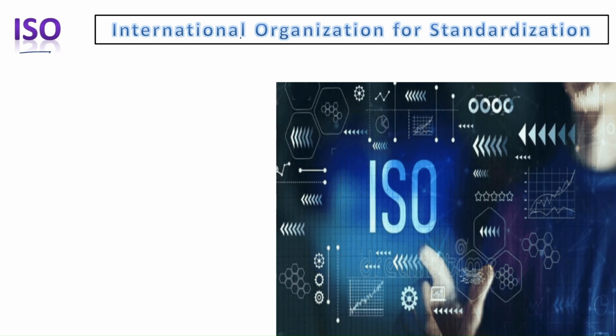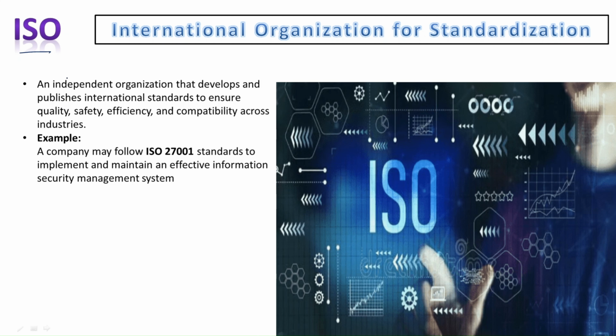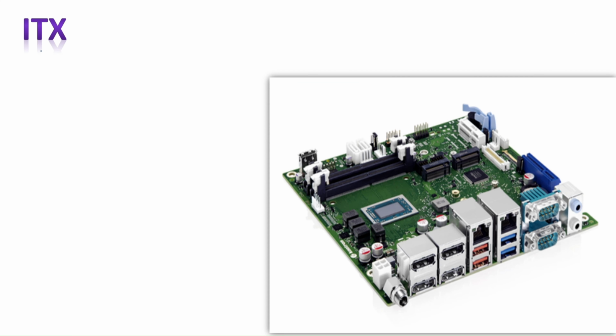ISO, that is International Organization for Standardization. So it is an independent organization that develops and publishes international standards to ensure quality, safety, efficiency, and compatibility across industries. For example, a company may follow ISO 27001 standards to implement and maintain an effective information security management system.